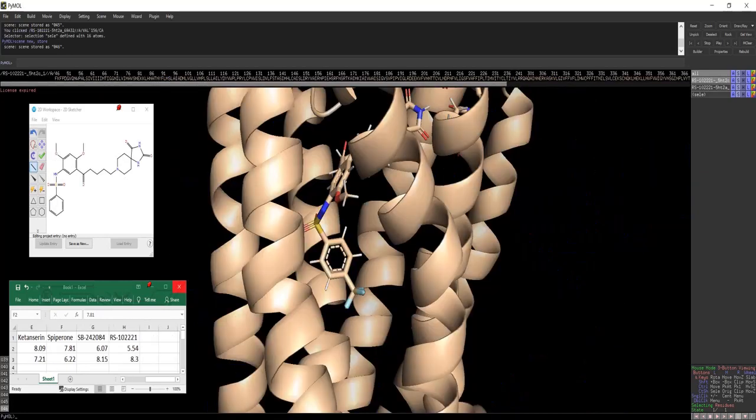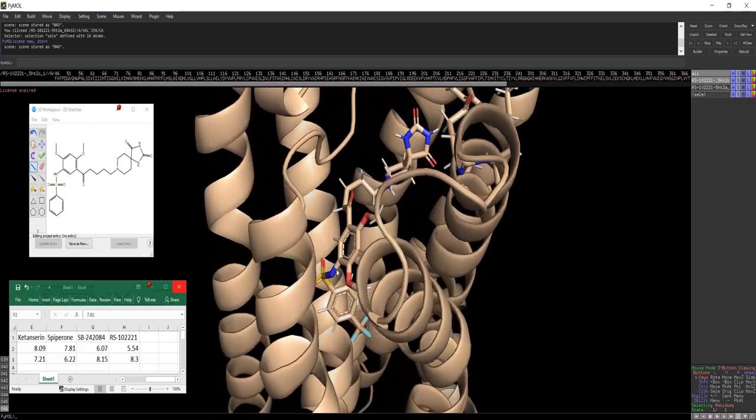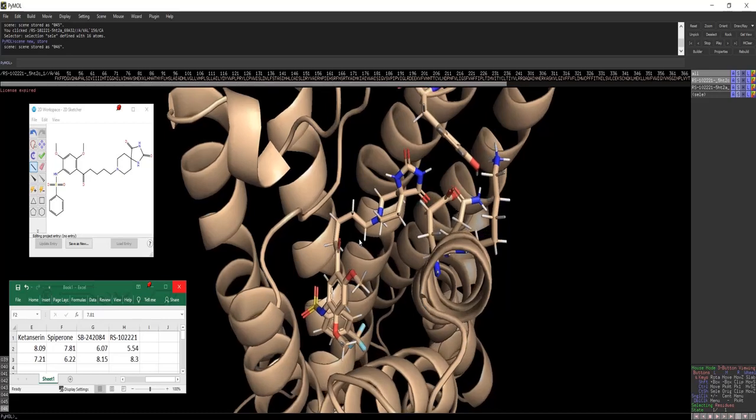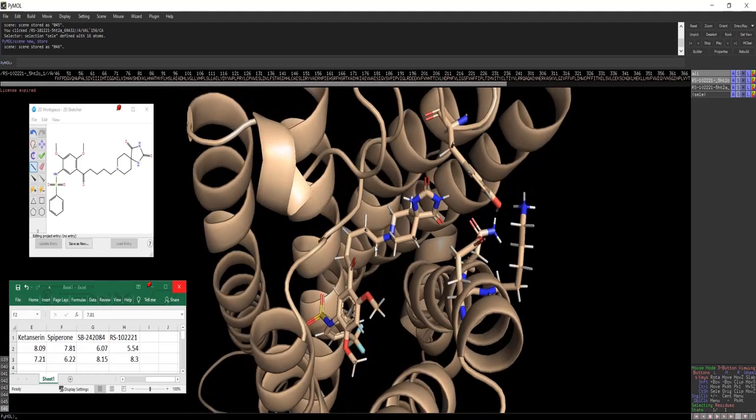Finally, let's look at one last 5-HT2C selective antagonist, RS102221, which we can see here selectively binds to 5-HT2C. If we see here, it interacts with the toggle switch PIF motif, it can interact with the aspartic acid here. And if we look at the extended binding pocket, we see something interesting.